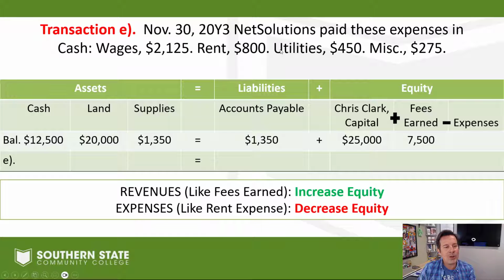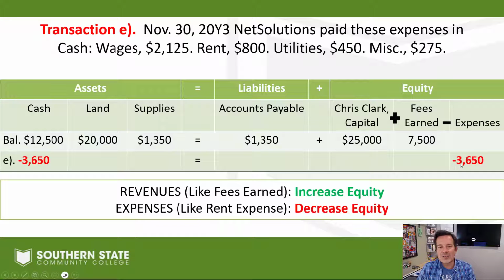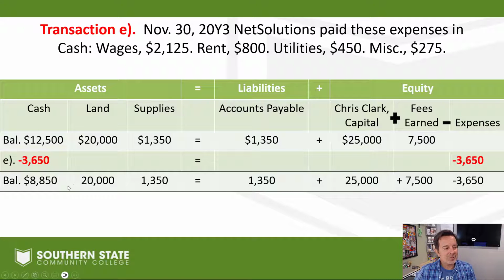If we add all the numbers up, we get $3,650. We paid that in cash. So cash is going to go down $3,650, and expenses over here, $3,650, are going to subtract from equity. I'm subtracting from the asset side. I'm subtracting from the liabilities and equity side. All right. Again, we're still in balance. Our new balances are right there. After we take out the $3,650 in cash, we're at $8,850. And you can see we put the expenses over here as a subtraction from equity.